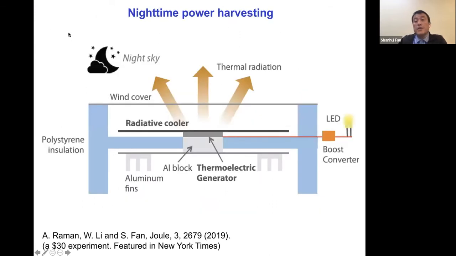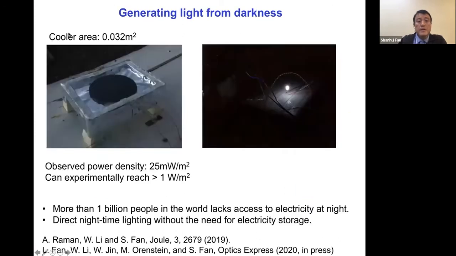And based on the theory, we provide a simple experimental demonstration. In this experiment, we take a black emitter and have it face the sky at night to do radiative cooling, and we then connect the black emitter with the ambient temperature through a thermoelectric in order to generate electricity. And as a demonstration, we use that electricity to power a light emitting diode. So the left-hand side here is the experimental setup. And what you see here, the black object, is the black emitter, which is an aluminum plate painted black.